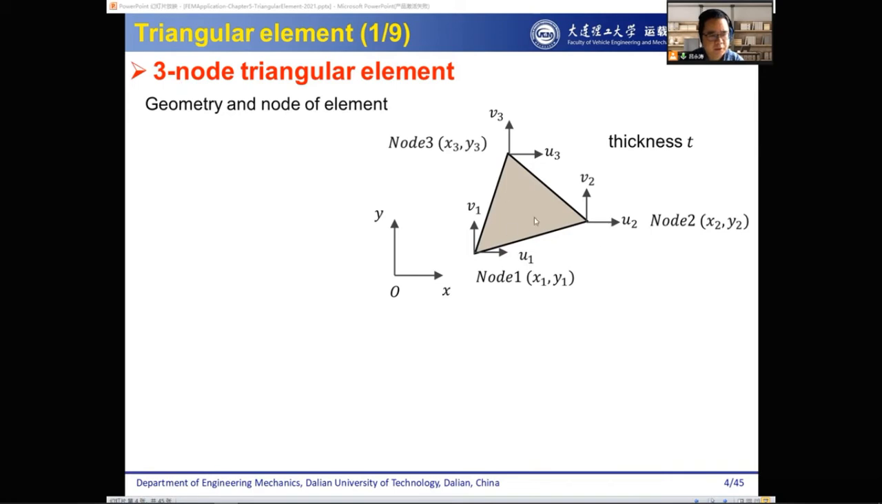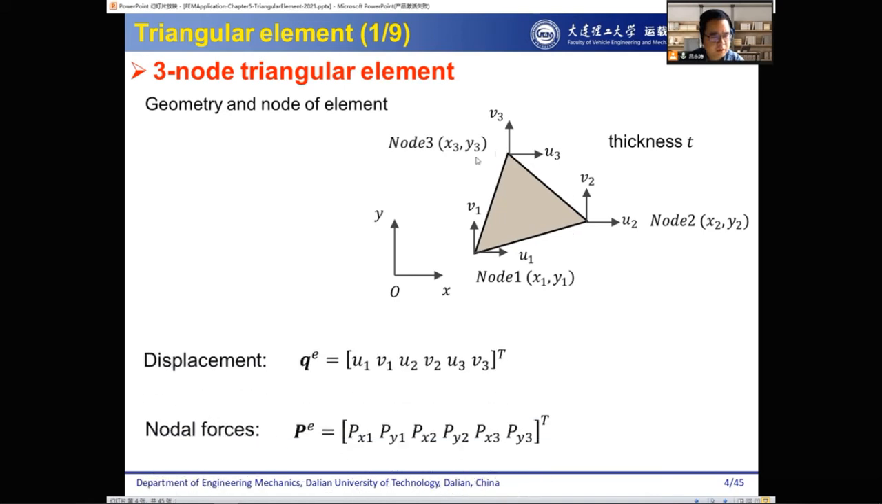So we have a triangular element here, and we have 3 nodes, node 1, node 2, and node 3. We said it's a 2-dimensional case, so each node has two degrees of freedom. For example, node 1 has the displacement in x direction and the displacement in y direction. Similarly, node 2 has the displacement in x direction and the displacement in y direction. Node 3 also has the displacement in x direction and the displacement in y direction.